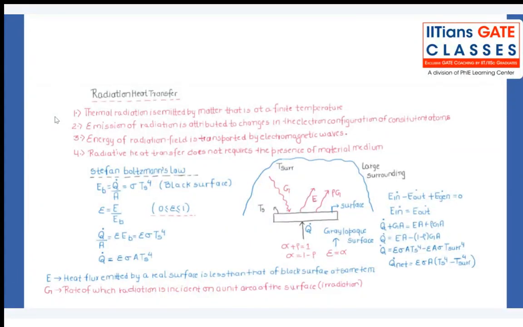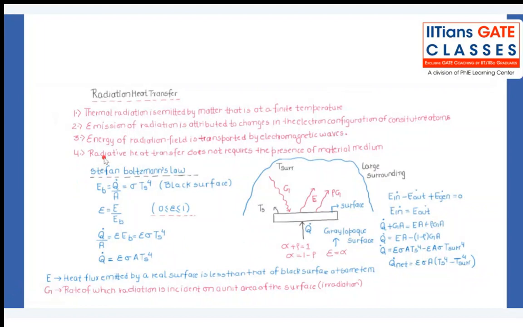The hot plate will transfer energy to the cold plate. So there is no flow, so there is no convection. There is no material medium in between these plates. It is vacuum. But still energy transfer is happening. This mode of energy transfer is called radiative heat transfer.